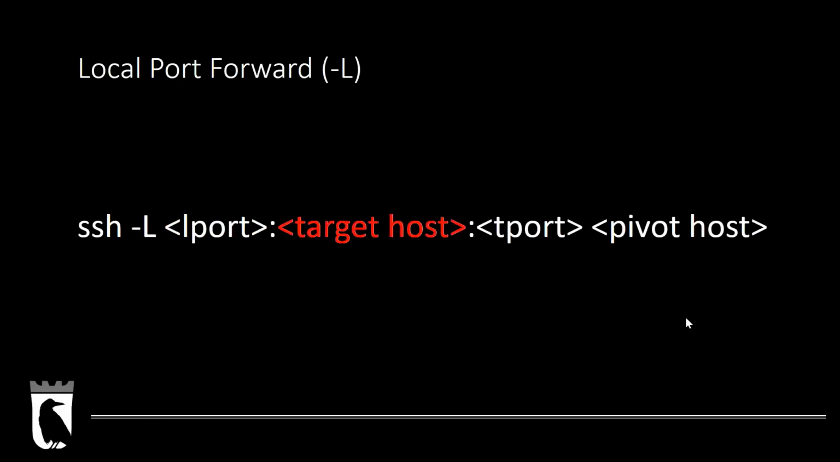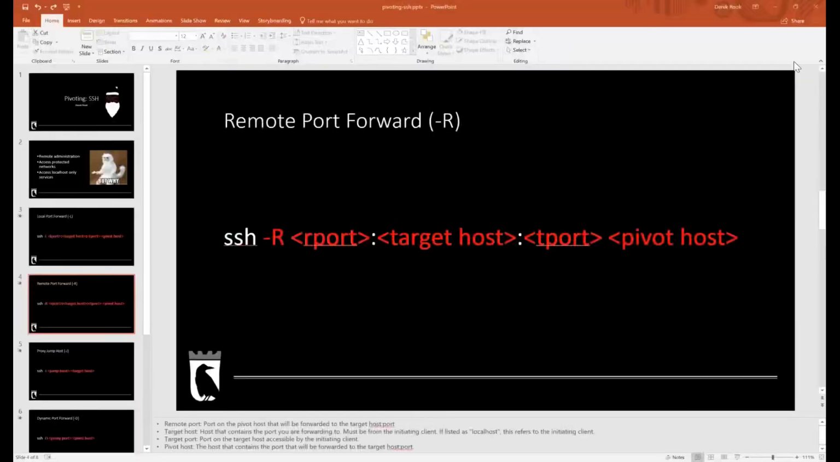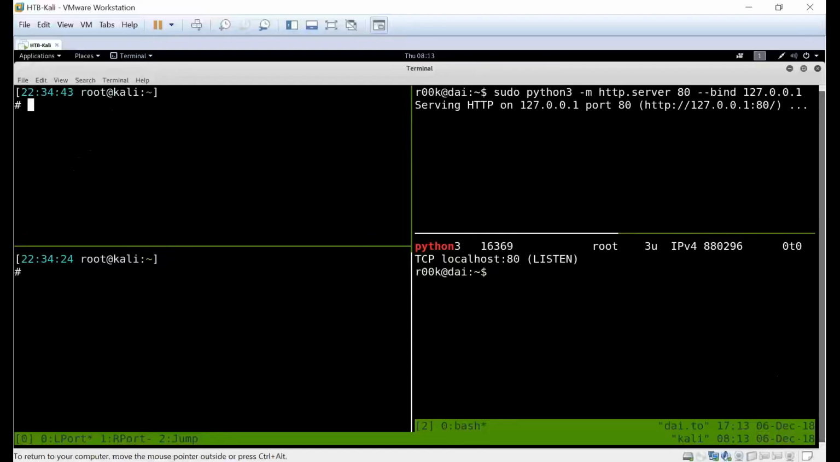And when we're doing local port forwarding, something interesting to know here is that this host is in relation to your pivot host. So if you use localhost here, this is actually targeting localhost on the machine you're SSHing to. Then we have our target port, that's the one we actually want to attack or connect to, and then our pivot host, this is the host we'll actually be SSHing to. And as I mentioned, I have some demos here, so we'll jump right into the first one.